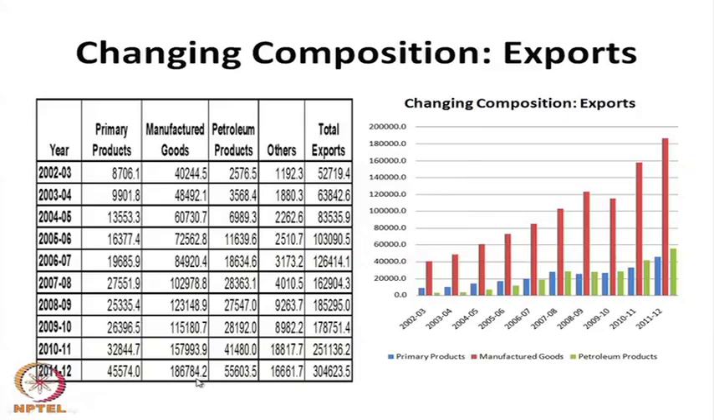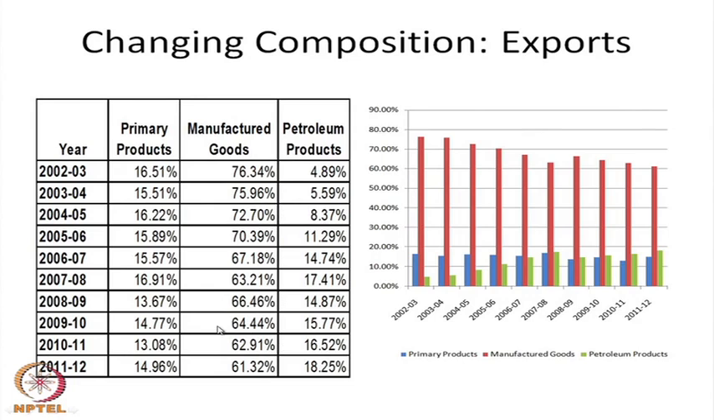However, if you see after 2002-3 till 2011-12, the primary product has increased significantly, the manufacturing sector has also increased, petroleum product has also increased, and the export basket has increased significantly, including in its composition. On the composition side, if you see, the primary product declined further in the last 10 years, that is 2002-3 to 2011-12.